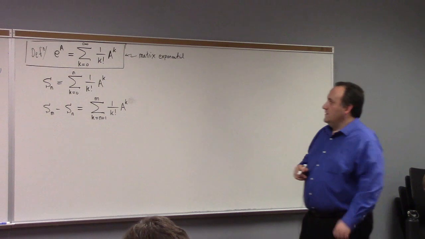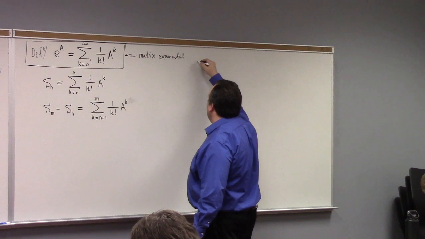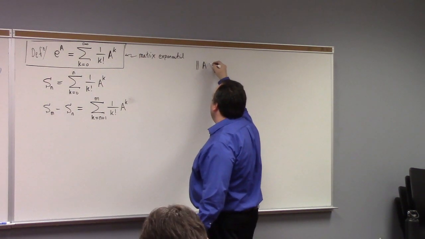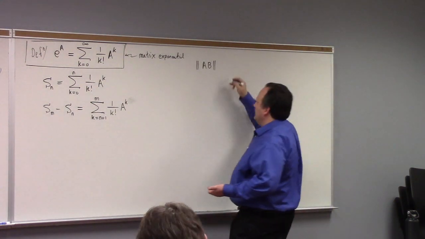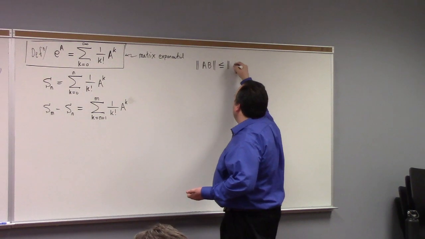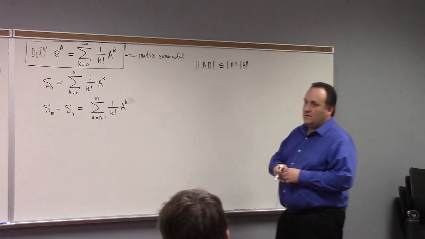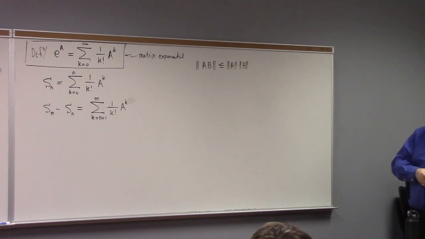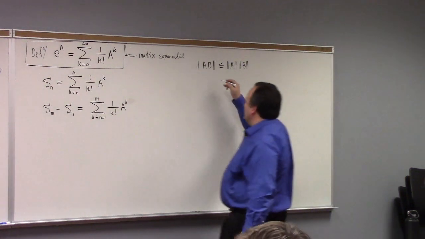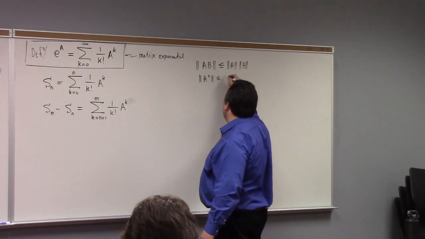So, some other fun facts, and you can work this out. The norm of A times B, if they're square, is actually less than or equal to the norm of A times the norm of B. This is an identity which is true. There's an analog of the Cauchy-Schwarz inequality for dot products, but this is for the matrix product. So if that's true, you can pretty easily see that, for example, the norm of A squared is less than or equal to the norm of A, squared.